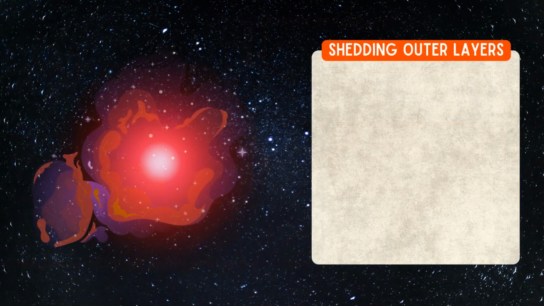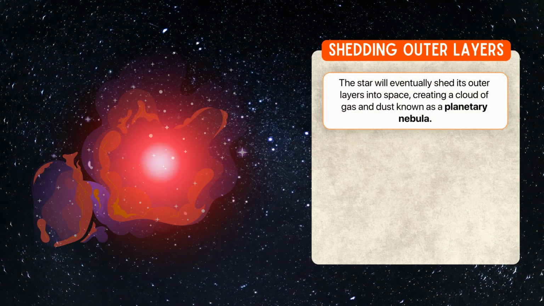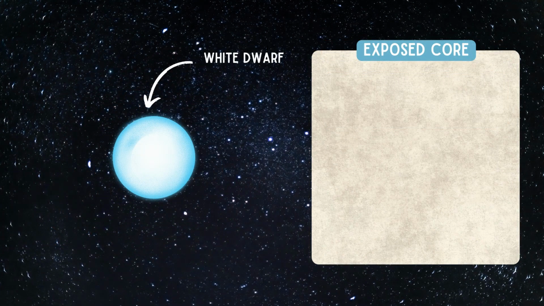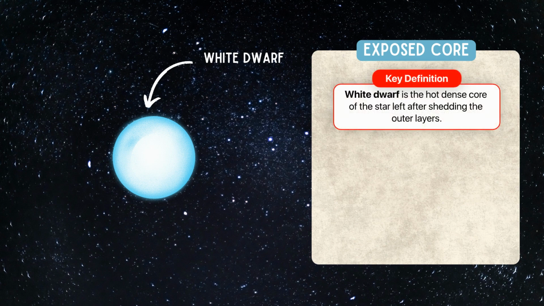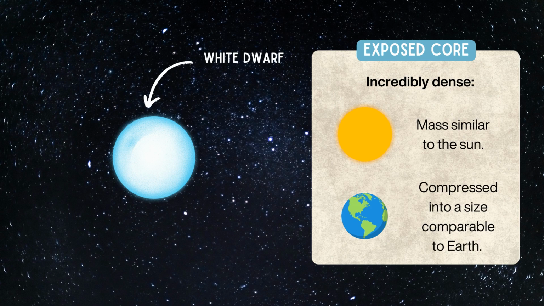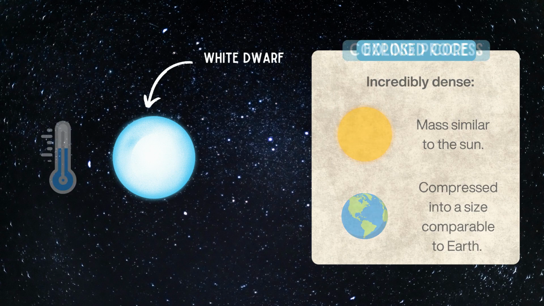Leading into the second stage, the white dwarf stage. The red giant phase continues. The star will eventually shed its outer layers into space, creating a cloud of gas and dust known as a planetary nebula. What remains after this shedding is the hot, dense core of the star, now visible as a white dwarf. This white dwarf is incredibly dense, with a mass similar to the Sun, but compressed into a size comparable to Earth.